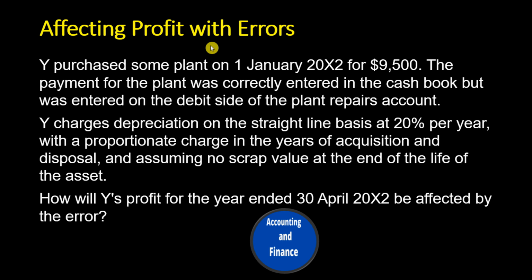Affecting profit with errors. Y purchased some plant on 1 January 20x2 for $9,500. The payment for the plant was correctly entered in the cash book but was entered on the debit side of the plant repairs account. Y charges depreciation on the straight-line basis at 20% per year with a proportionate charge in the years of acquisition and disposal, and assuming no scrap value at the end of the life of the asset. How will Y's profit for the year ended 30 April 20x2 be affected by the error?